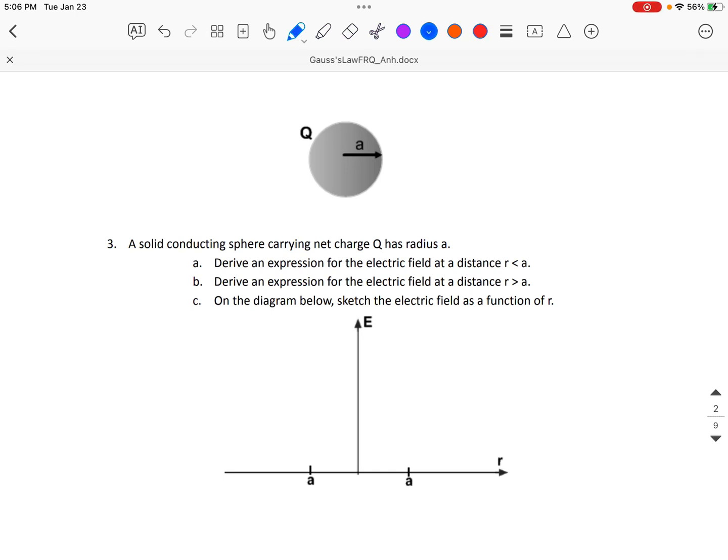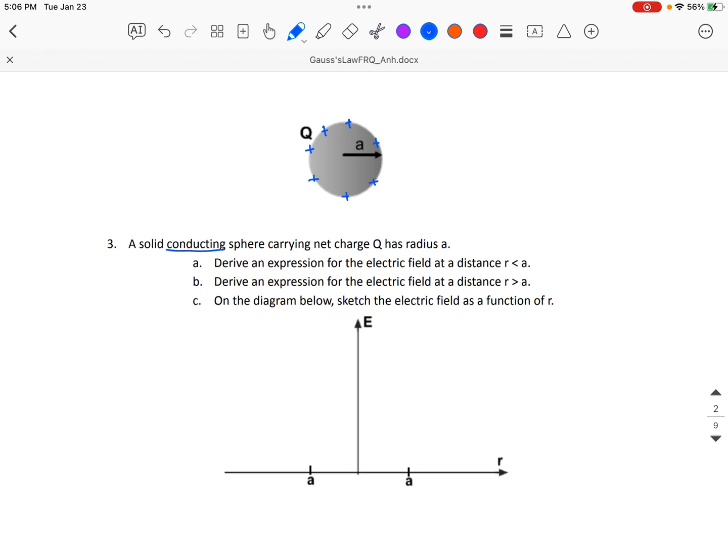For problem number 3, we are working with a solid conducting sphere carrying charge Q. The key here is that it's a conducting sphere. So if it has charge Q, then all the excess charges go to the outside of the sphere, and that leaves the net charge on the inside of the sphere equal to 0.